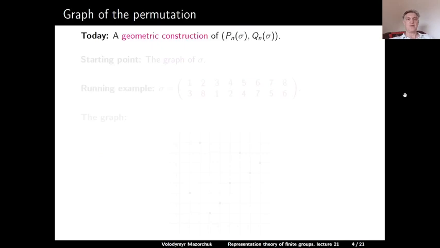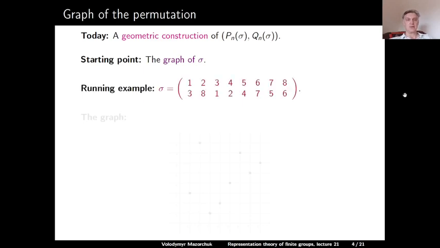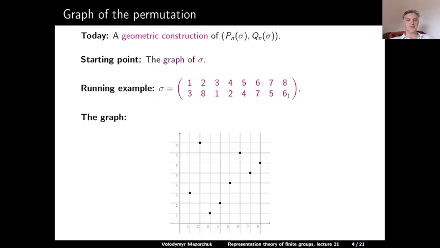So the aim for today is we will provide a geometric construction for the pair Pn of sigma and Qn of sigma. So the construction uses basic geometry of the Euclidean plane. So the starting point of this construction is the graph of sigma in a plane. So our running example will be the following sigma, which is a permutation of 8 elements, which sends 1 to 3, 2 to 8, 3 to 1, 4 to 2, 5 to 4, 6 to 7, 7 to 5, and 8 to 6. So this sigma has the following graph.